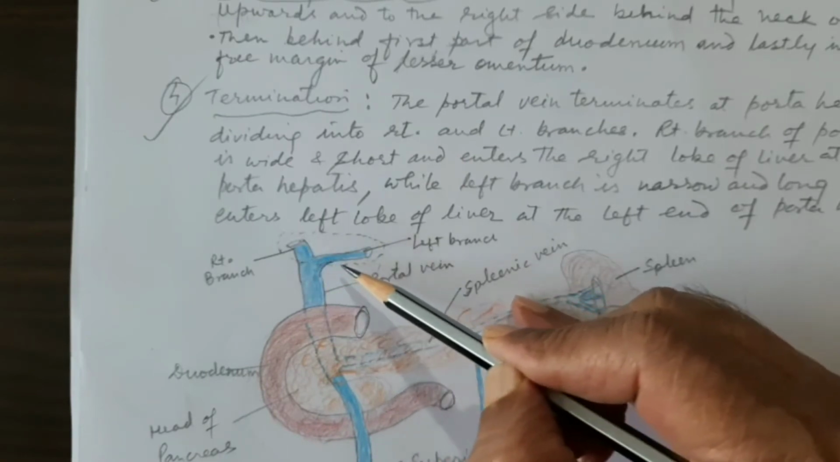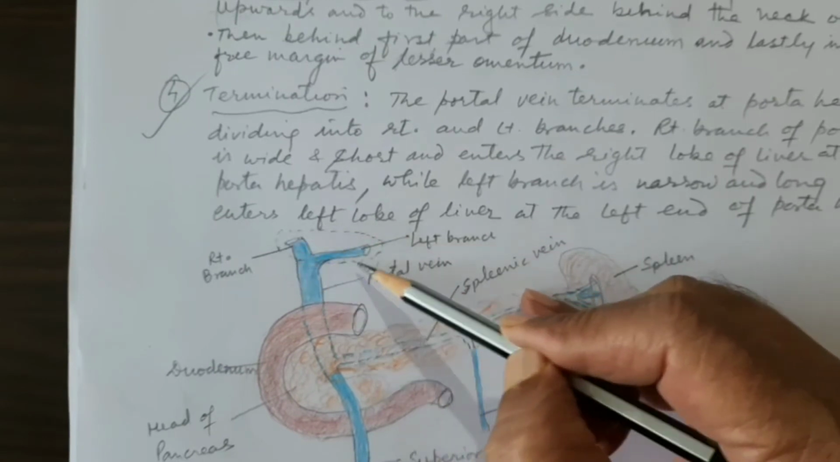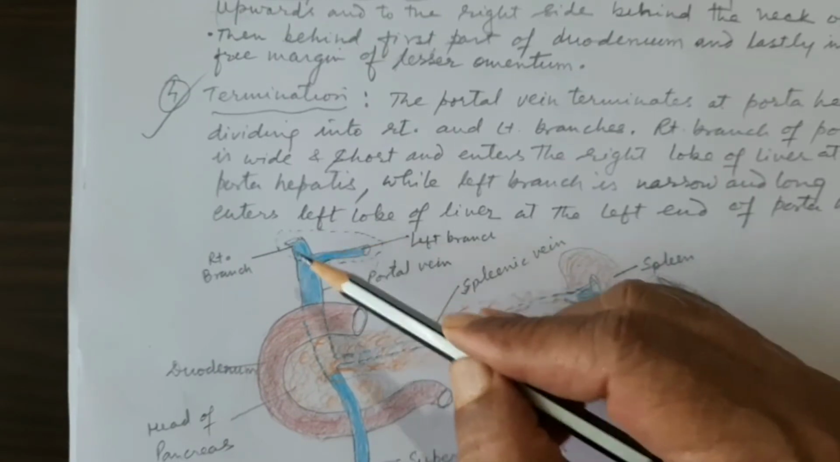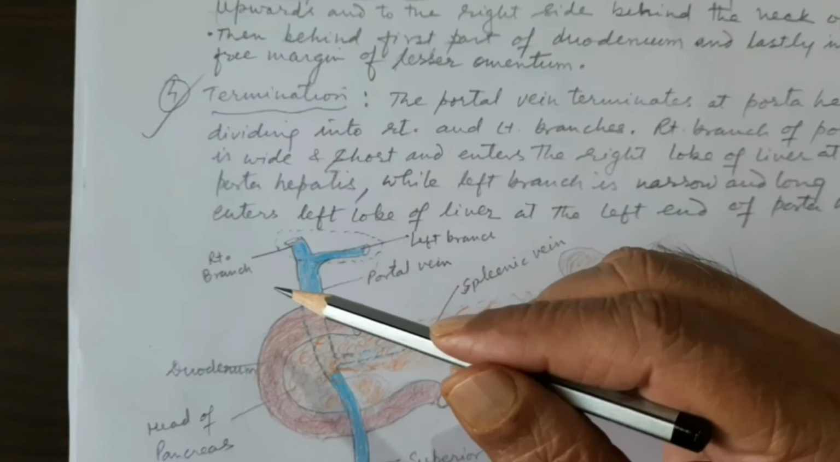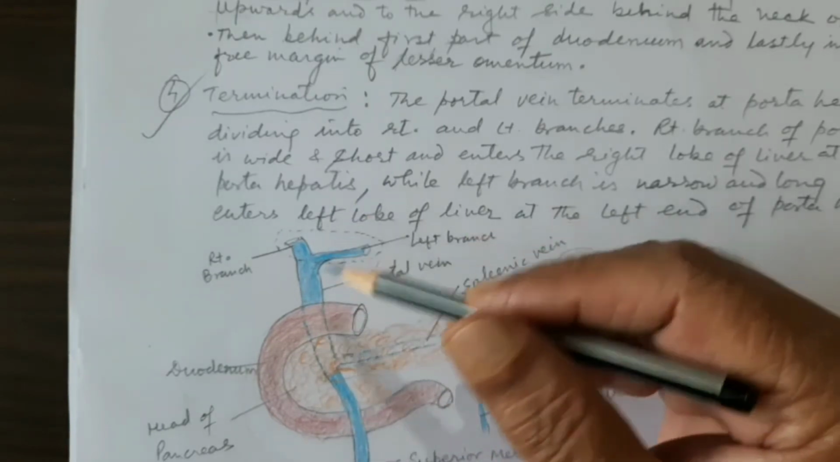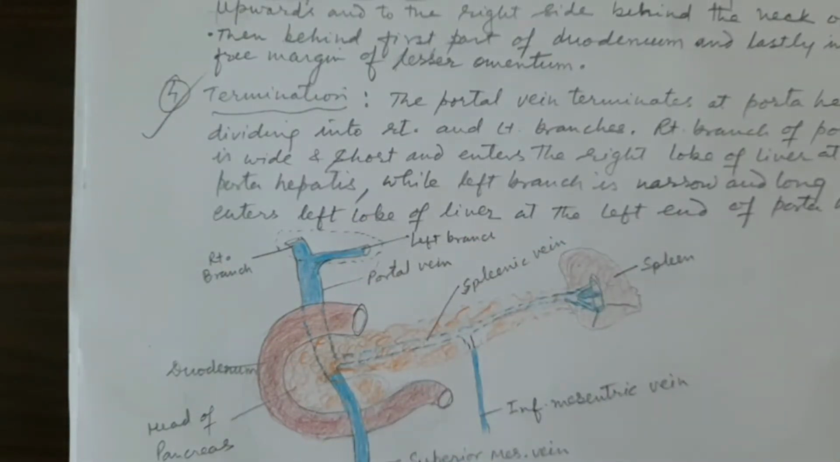With the dotted line I have drawn the porta hepatis margin, and you know what is porta hepatis. This is the site where the structures are passing in and coming out through the liver. That area is called as porta hepatis. What is going in is the portal vein and hepatic artery, and what is coming out is the bile duct and lymphatics.